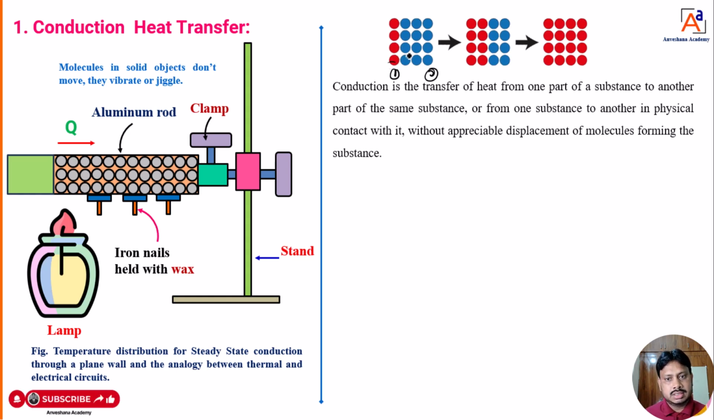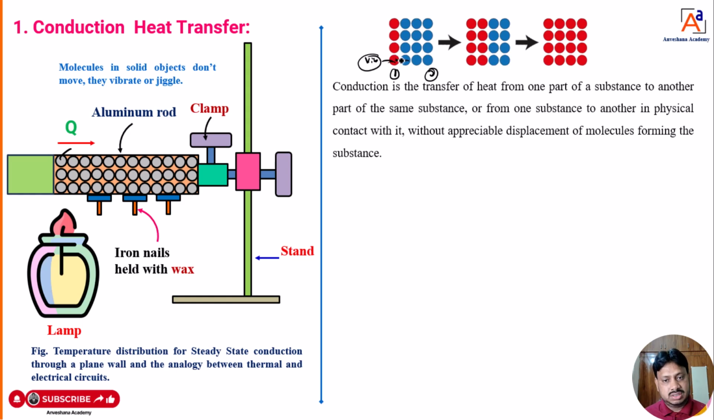It's a metal body, so it is an aluminum rod, dear students. In the aluminum rod, I will take molecules here, or atoms you can take. These hot molecules are in physical contact with the cold molecules. Then the heat is going to transfer from hot molecule to cold molecule. Sometimes these molecules may vibrate, but they will not move at all. They are transferring heat from high temperature region to low temperature region. They might vibrate, but they will not alter their position. That type of heat transfer we call conduction heat transfer.